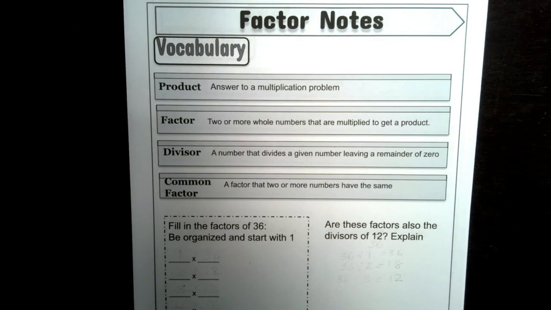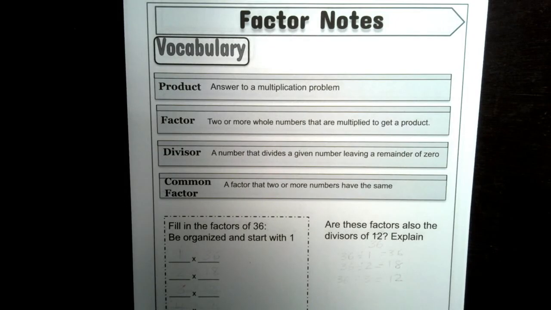Next, factor. Two or more whole numbers that are multiplied together to get a product. So you might have factor times factor gives you product. 2 times 3 are your factors, and therefore your product would be 6.